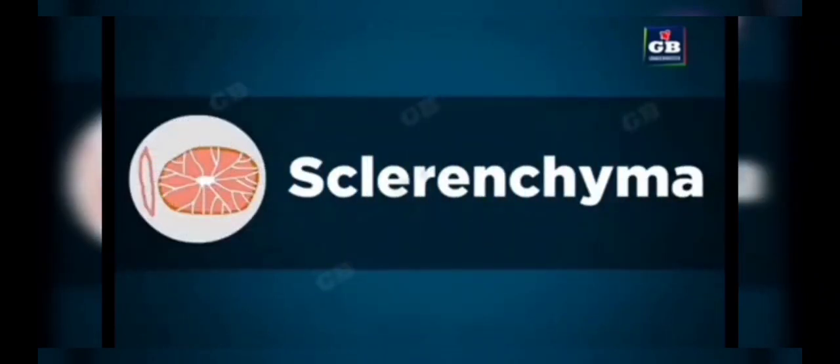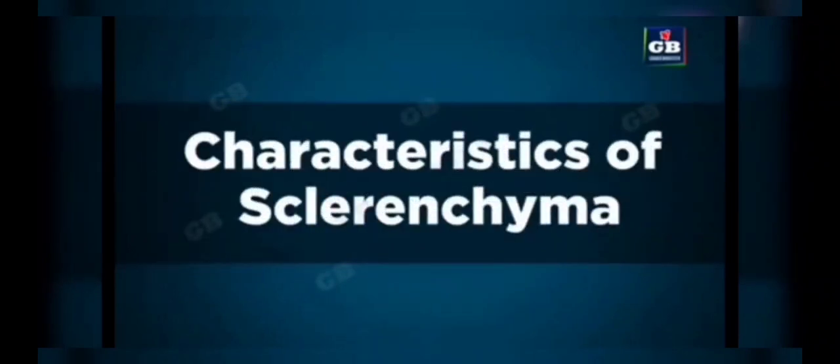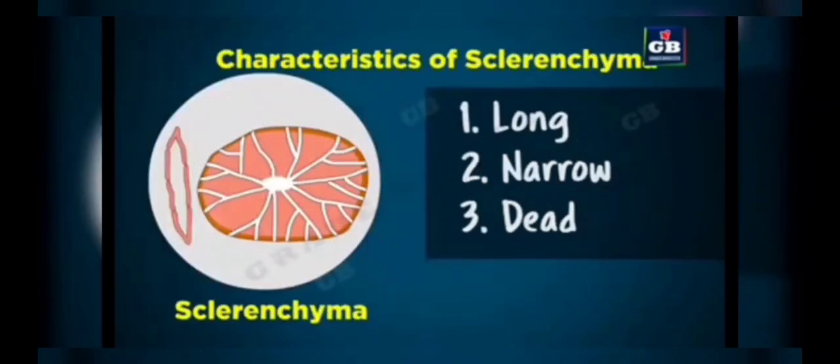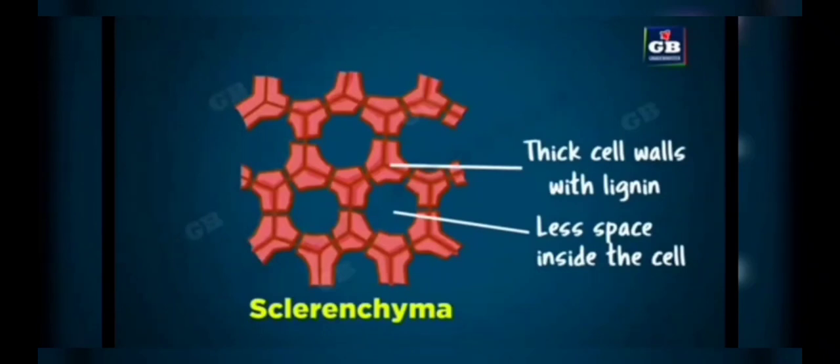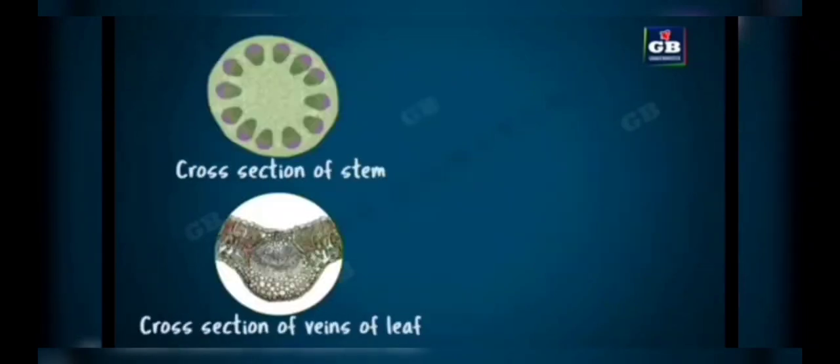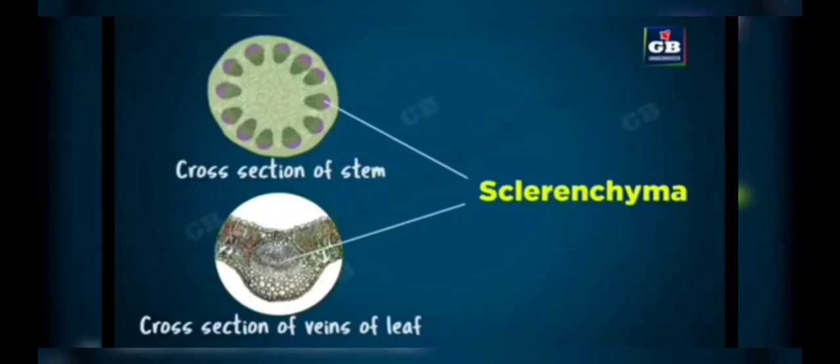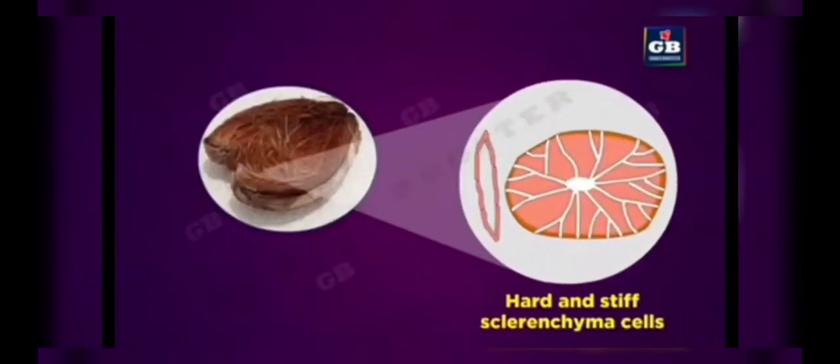Third type of simple permanent tissue is sclerenchyma. Characteristics of sclerenchyma. The cells of sclerenchyma are long, narrow and dead. The cell walls are thick due to the presence of lignin compound. Due to the thick cell wall, there is very little space between the cells. This tissue is located around the vascular bundles in the stems and veins of the leaf. It is also located in the covering of seeds and nuts. The covering on the coconut, that is coconut husk, is made up of sclerenchymatous tissue.